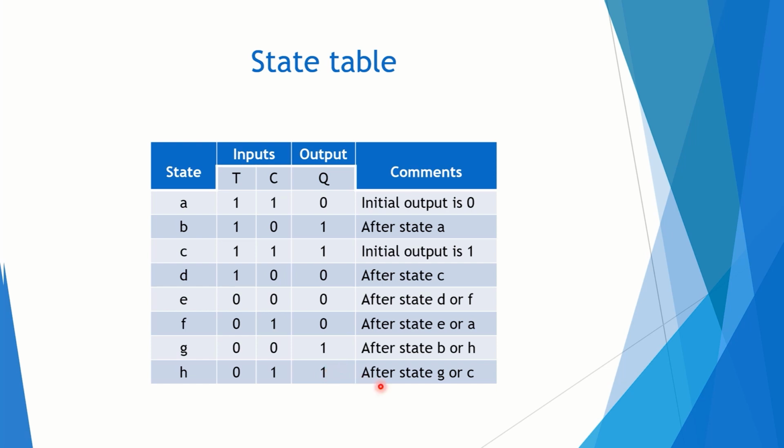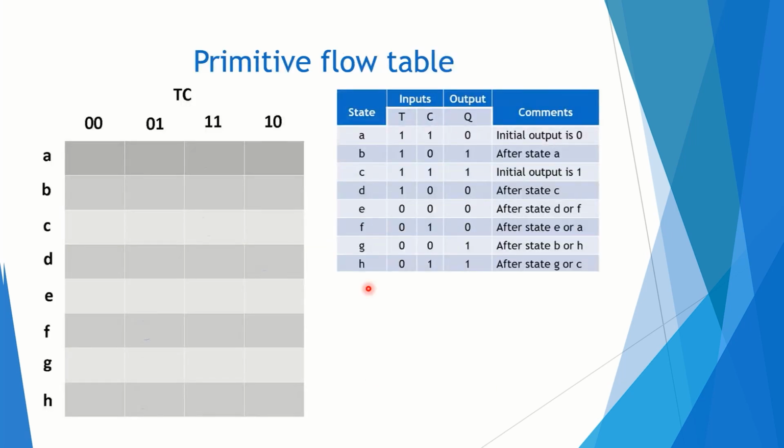I think you understood. Let us now derive the primitive flow table from the state table we have got from the design specifications. First we will see state A. State A means T and C are equal to 1 1. So this is the state 1.